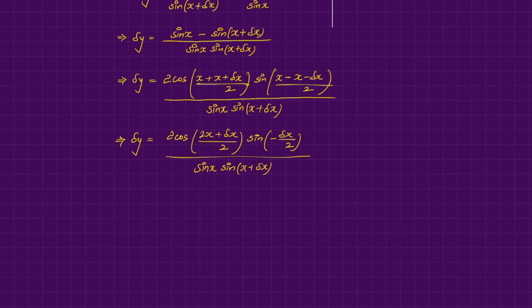Let us divide both sides by delta x, so it will be delta y over delta x equals to, let me write this 2 by sine x in front, 2 by sine x into cos of 2x plus delta x by 2 by sine of x plus delta x into, and here as you can see there is sine of minus theta, so sine of minus theta is minus sine theta, so let me write this minus here in front.